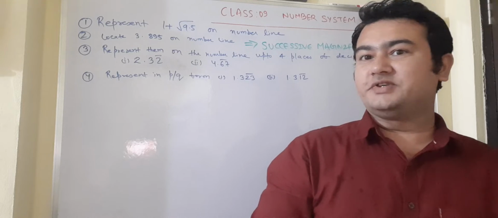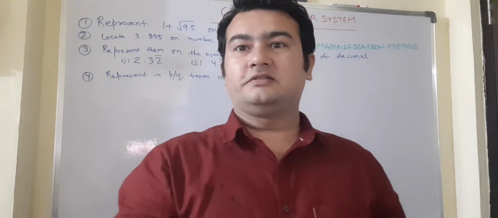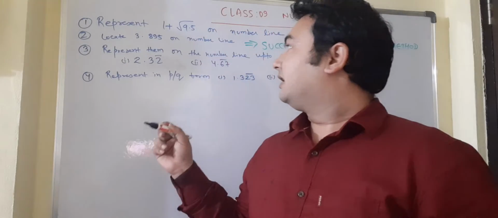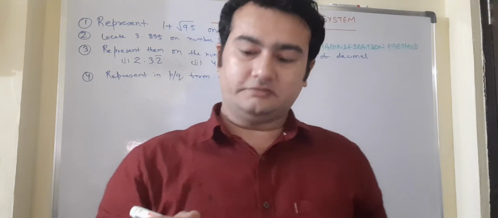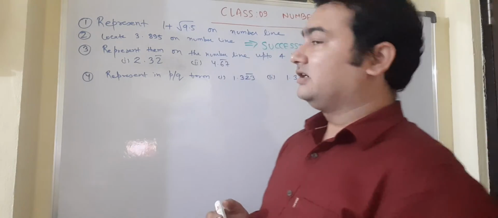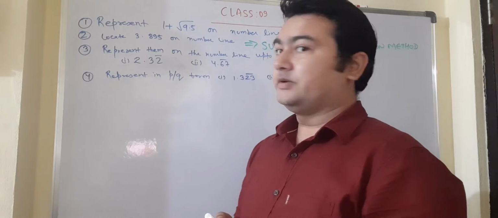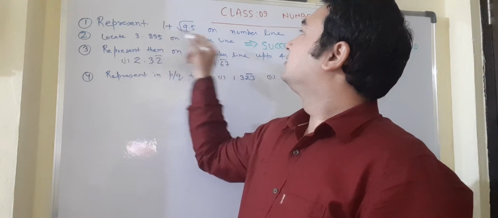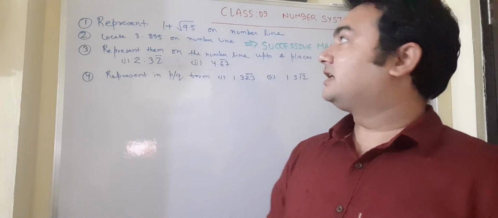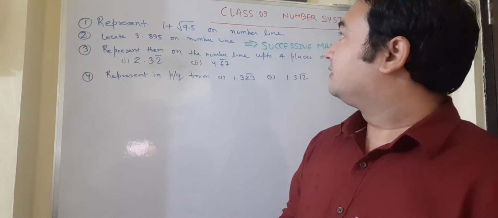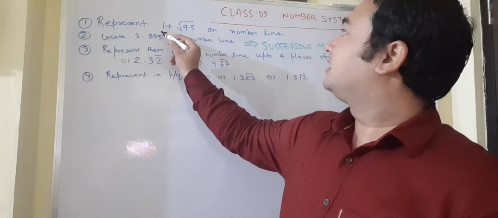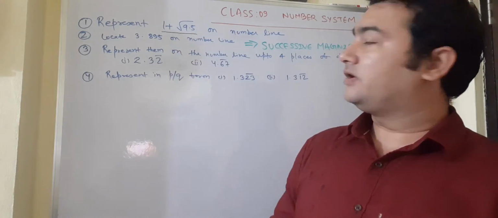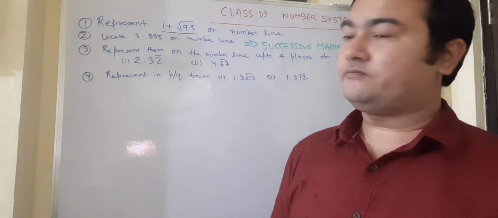In the last class we saw how to represent an irrational number on the number line. If you have not seen that video, I would request you to see that video first before attempting the first question of today's class. So the first question is to represent 1 plus root 9.5 on the number line.